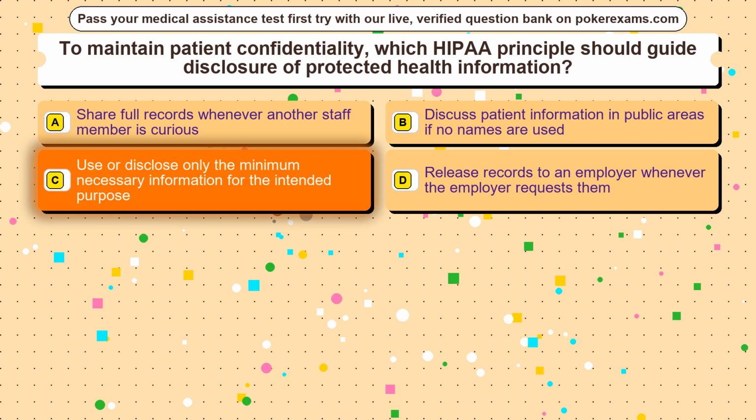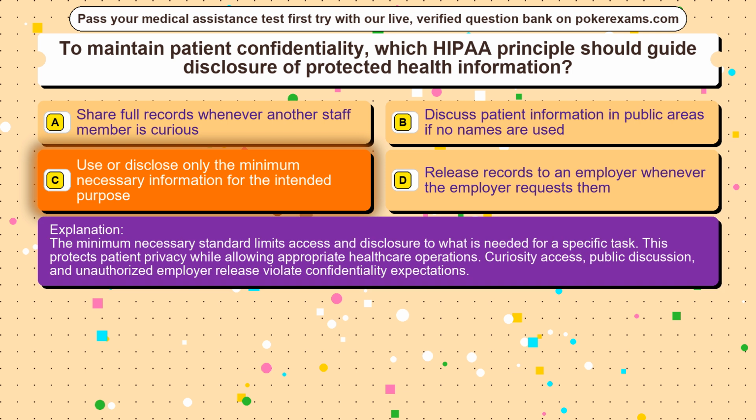The correct answer is option C. Use or disclose only the minimum necessary information for the intended purpose. The minimum necessary standard limits access and disclosure to what is needed for a specific task. This protects patient privacy while allowing appropriate healthcare operations. Curiosity access, public discussion, and unauthorized employer release violate confidentiality expectations.